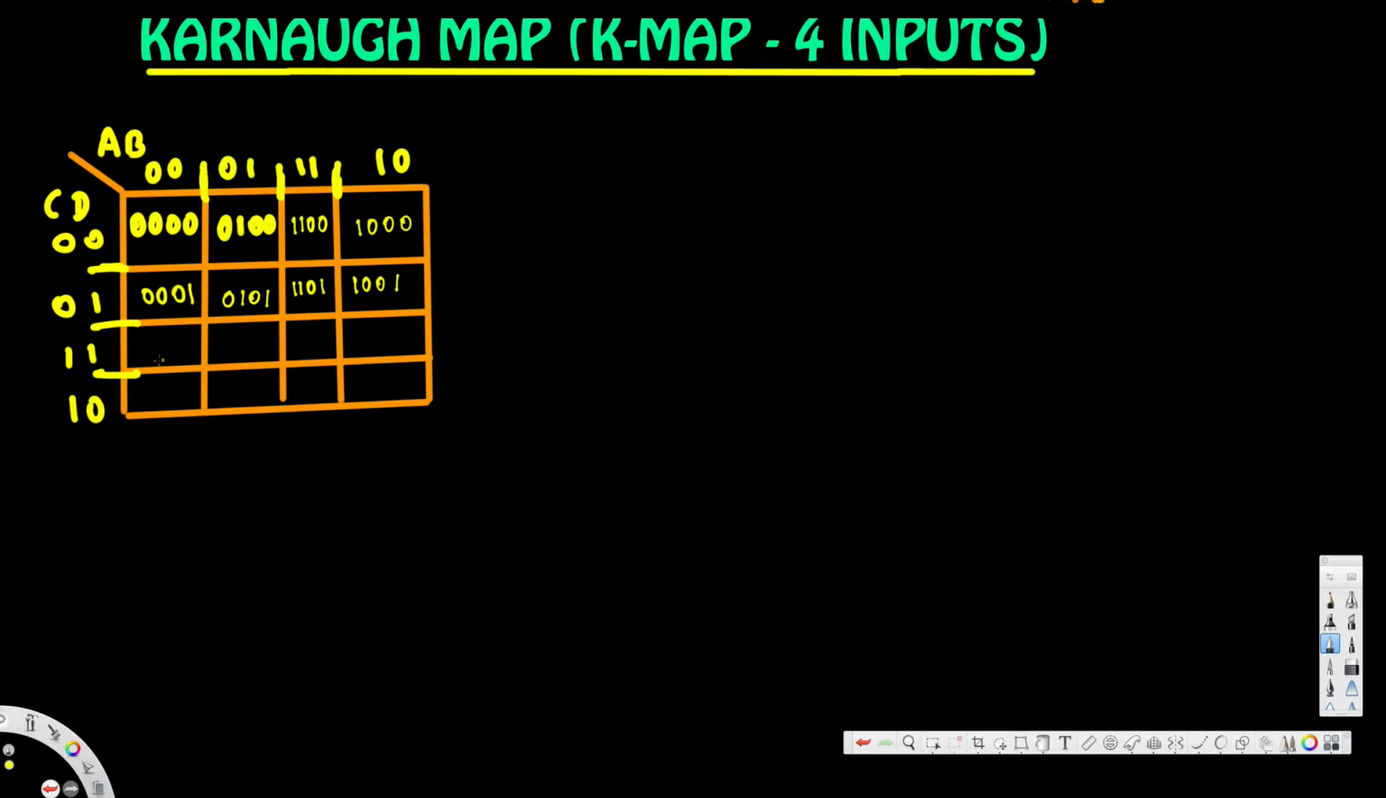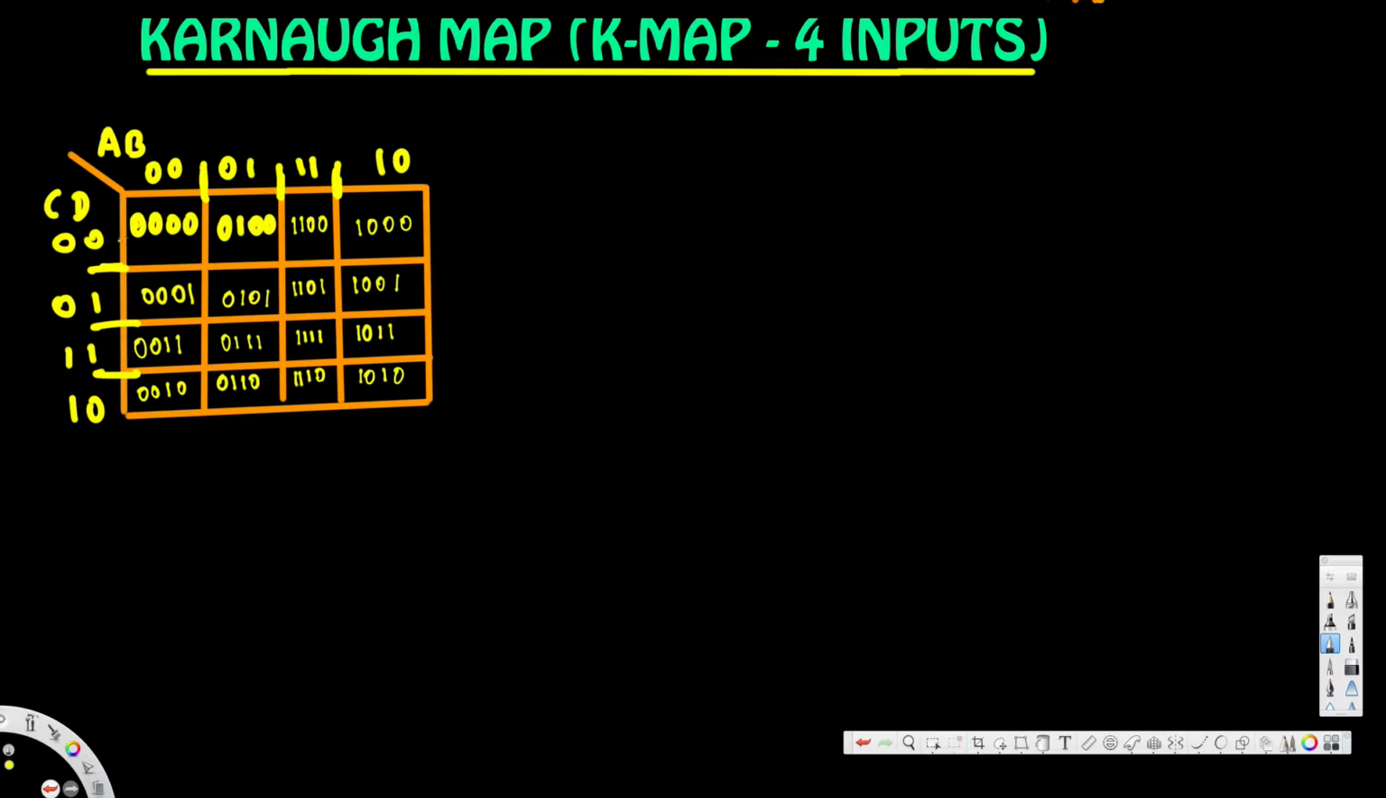And for this one we are going to have 0 0 1 1, and for this one 0 1 1 1, and for this one 1 1 1 1, and for this one 1 0 1 1, and for this one 0 0 1 0, and here we are going to have 0 1 1 0 and 1 1 1 0, and here we are going to have 1 0 1 0.